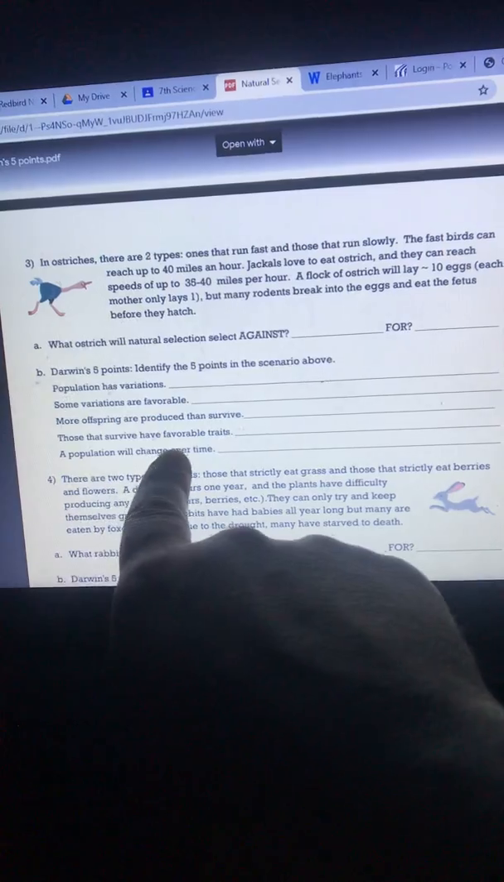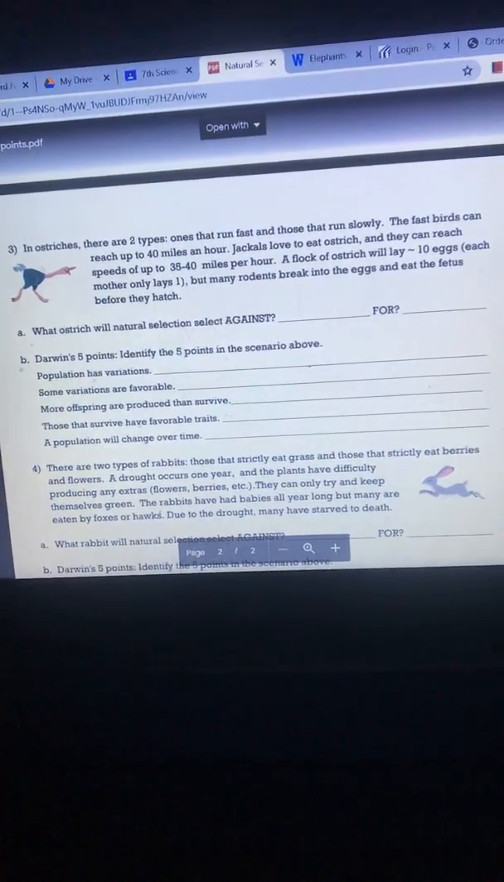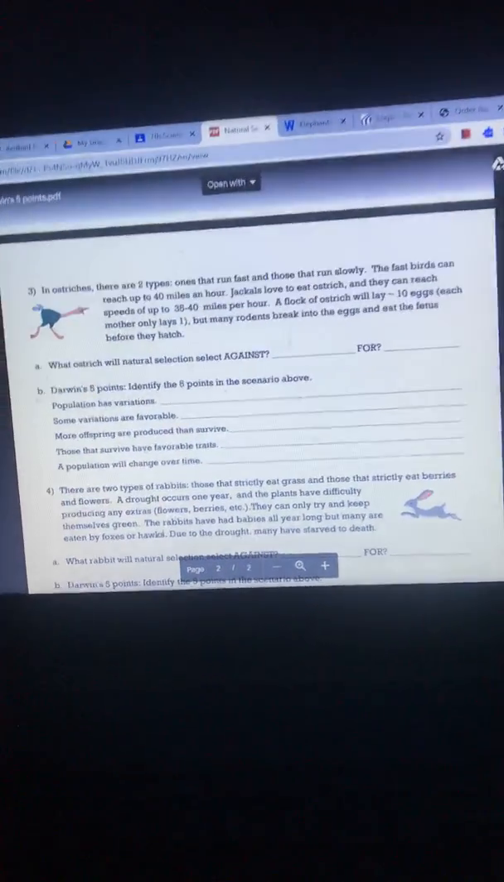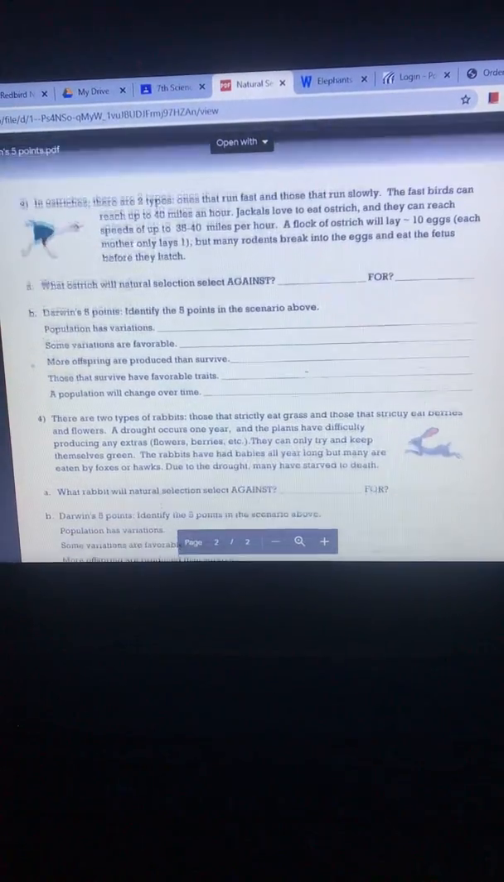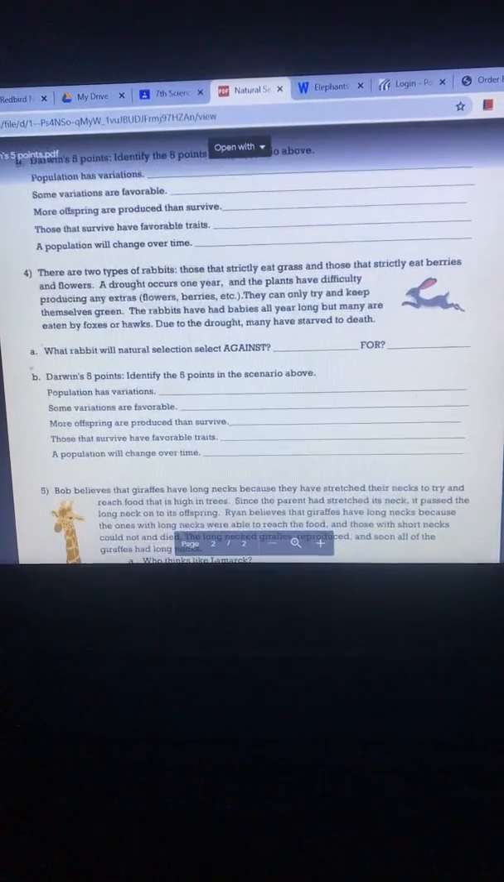And then a population will change over time. So what trait will they have over time? All of them. All right, I will guide you through number 4.